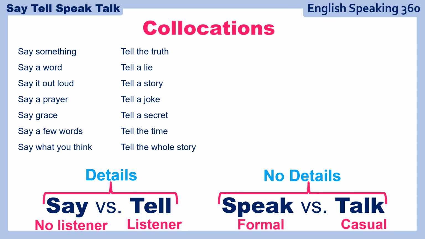In the case of tell: tell the truth, tell a lie, tell a story, tell a joke, tell a secret, tell the time, tell the whole story. You notice in all of those collocations right here, there is no listener. But I told you, for tell, you must have a listener, except in these cases right here. So you have to remember them as they are.